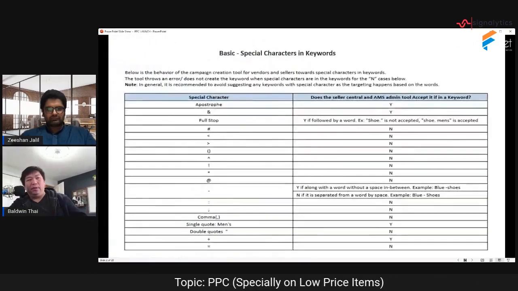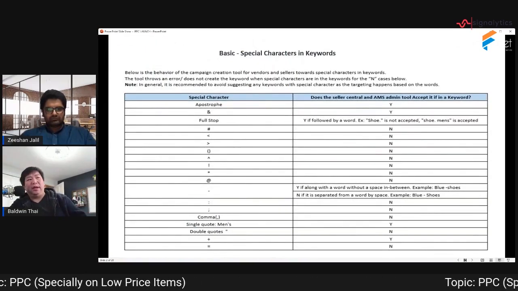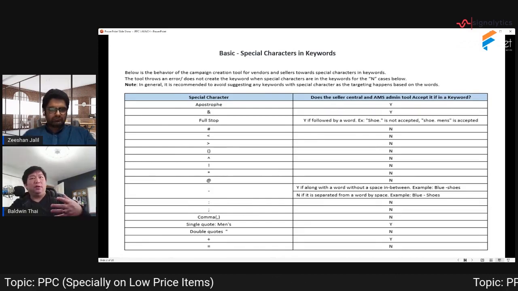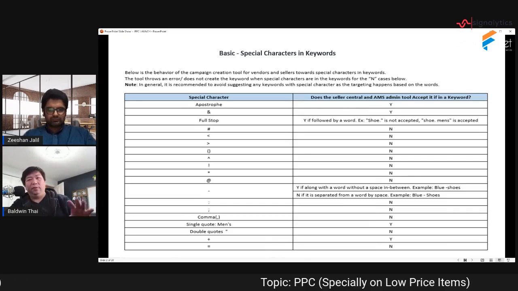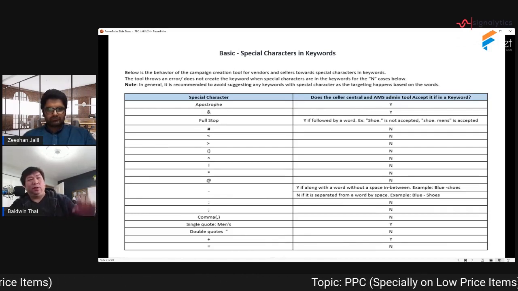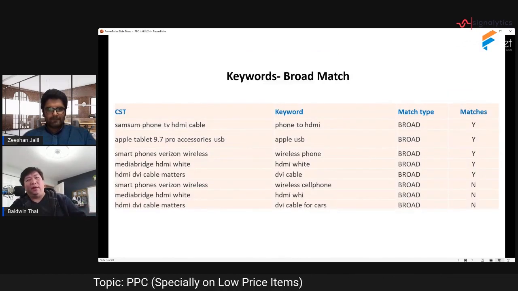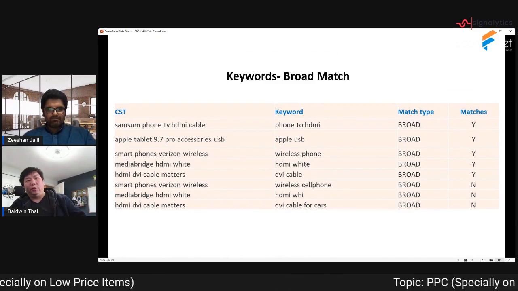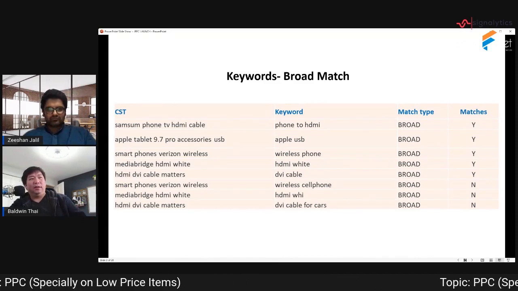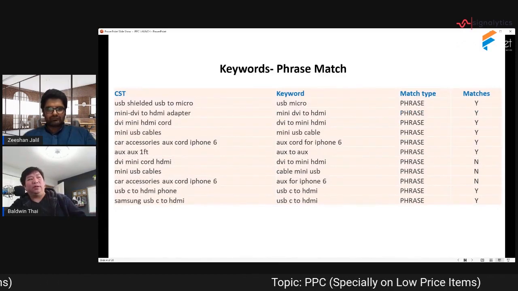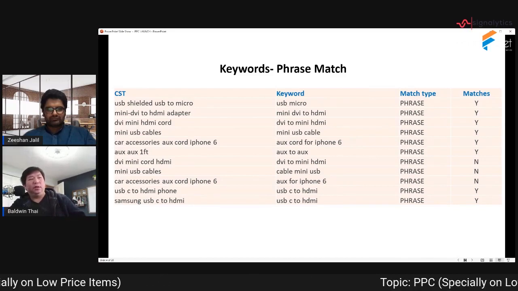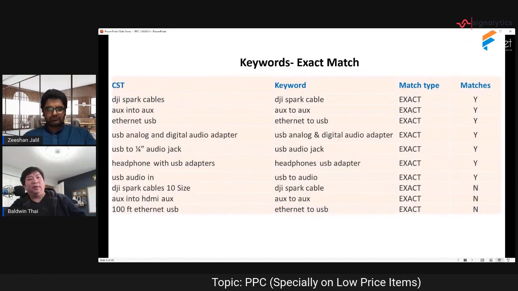So Amazon PPC, I'm just going to blow through a lot of these slides pretty quickly because it's pretty basic. If you're not familiar, just look over these slides on the review or when you watch this again. These are special characters that Amazon allows in keywords. Broad match: a lot of times I still feel people are not sure what broad match really is. Here are examples. A phrase match: these are examples of phrases and examples of what isn't phrases. On the right side you can see the yeses and the noes of what is and is not a phrase, and exact match, same here.